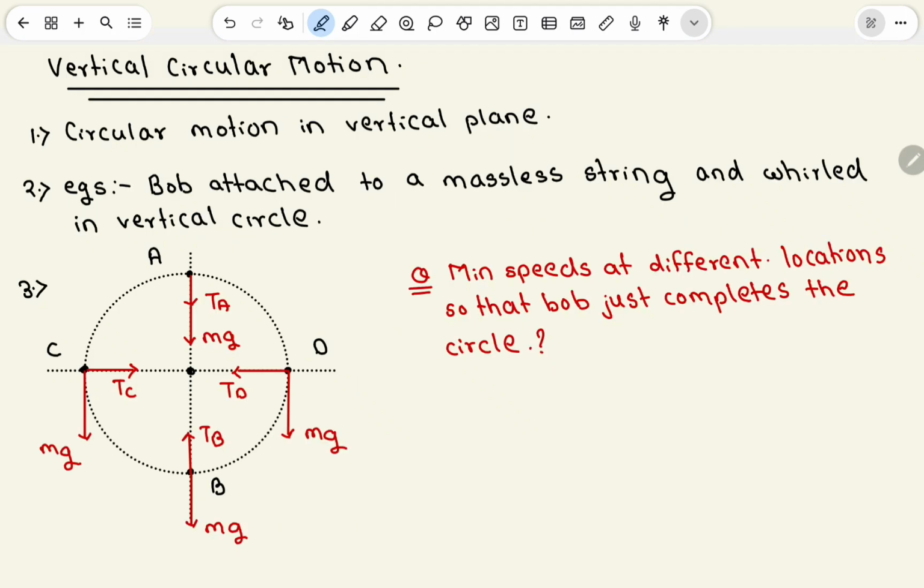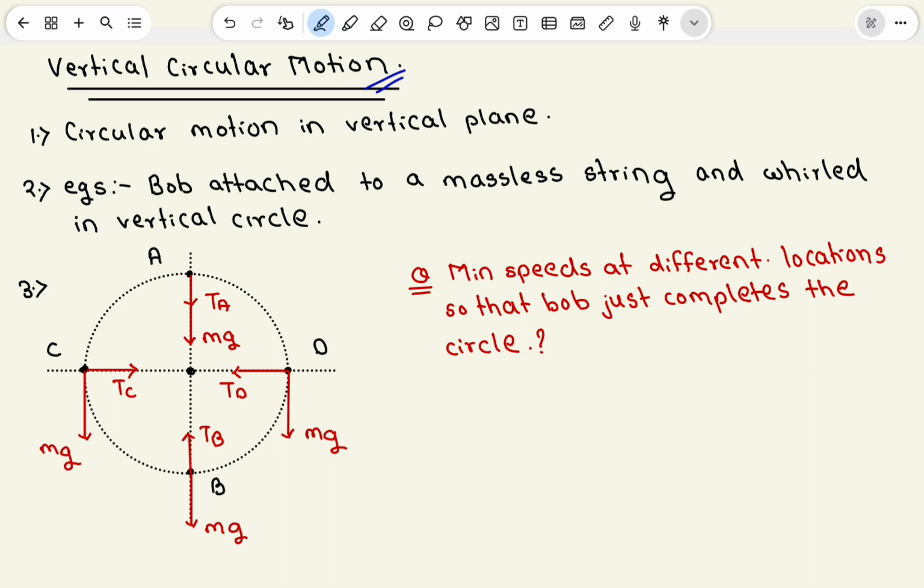Okay, let's move on to the next topic, which is vertical circular motion. It is a circular motion performed by the particle in a vertical plane. The best example is that if we have a stone attached to a string, and we whirl the string in a vertical circle, the stone moves in a vertical circle, and that is the vertical circular motion.